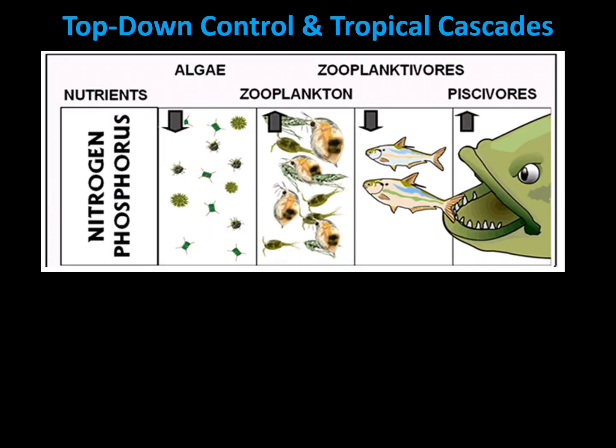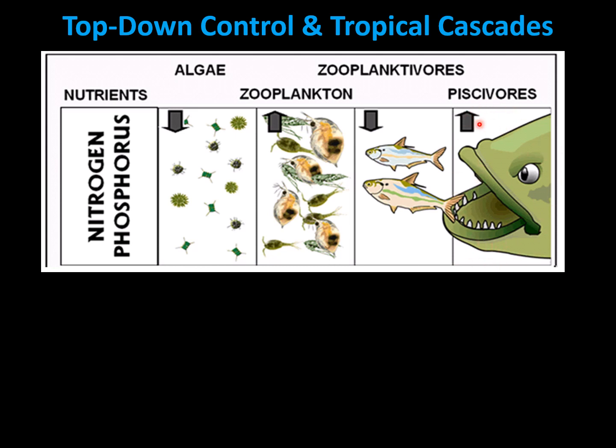Now let me illustrate how top-down control and trophic cascades work in the context of trophic interactions, with keystone species playing the role of a top-down regulator. In this example, you're looking at a particular lake, and that lake naturally had a piscivore population. Now, who are piscivores? Well, fish that feed on other fish.